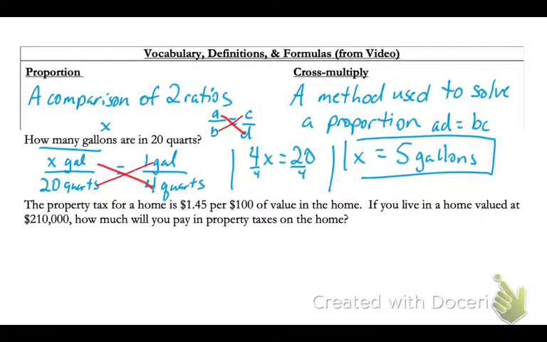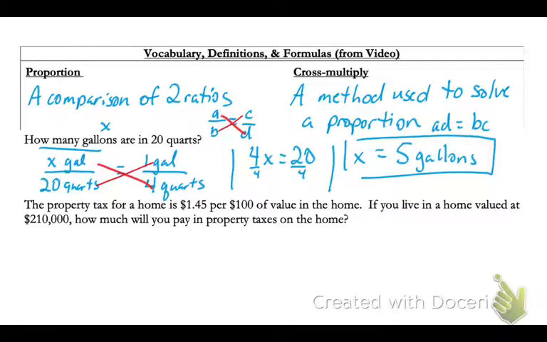So let's try another one. So the property tax for a home is $1.45 per $100 value in the home. So for every $100 of value in your home, the homeowner will pay $1.45. If you live in a home valued at $210,000, how much will you pay in property taxes on the home?